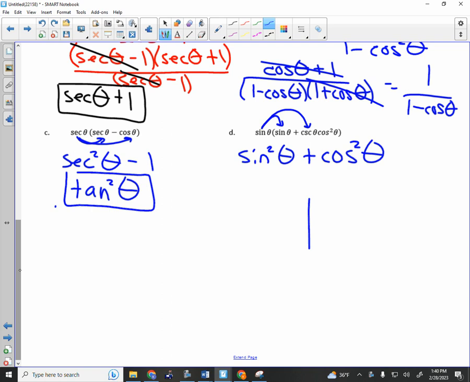Sine squared plus cosine squared is 1. It is the most important, most fundamental formula in all of trigonometry.